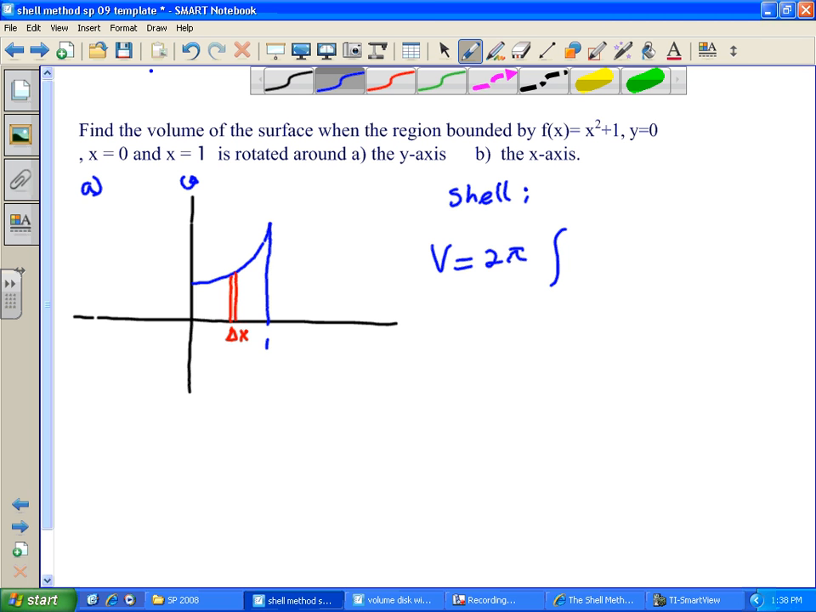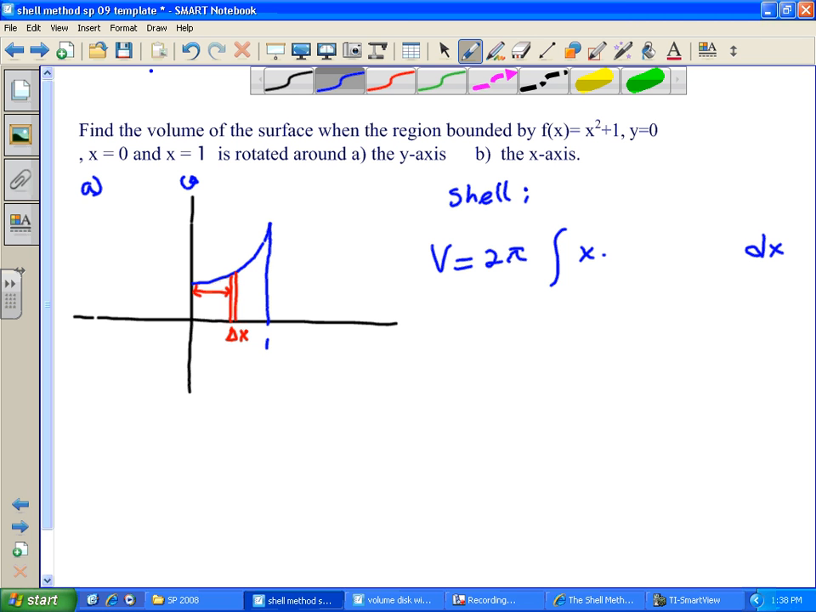shell radius. What would it be in this case? This would be your shell radius, which is x. Can I keep it as x? Yes, because I'm going to put my delta value, the dx, that tells me everything can be in terms of x or should be in terms of x. So shell radius is x.